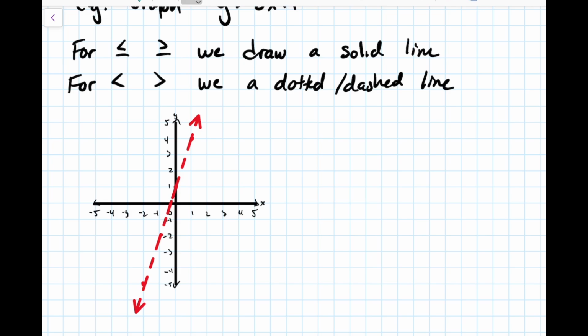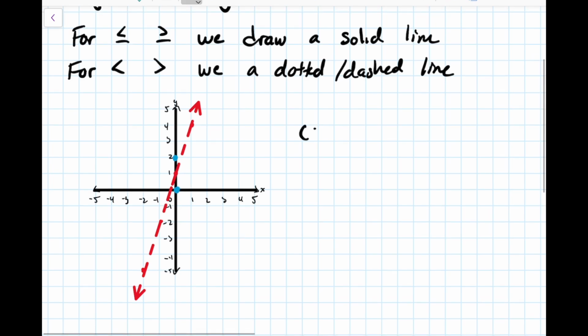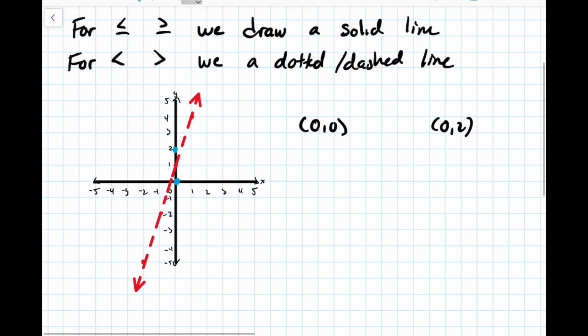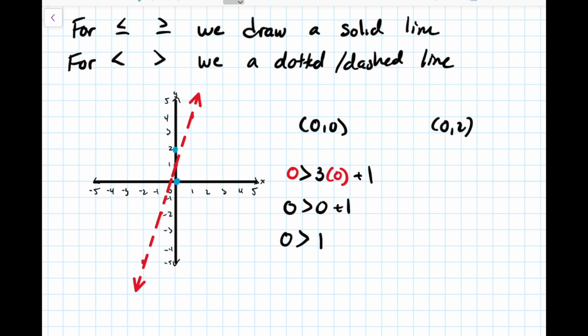So the next steps are exactly the same, where we're going to pick a point above the line and below the line. So probably maybe 0, 0, and 0, 2. And we're going to plug those in just like we did in the last video. Our inequality is y is greater than 3x plus 1. So if we plug those in, we end up with 0 is greater than 3 times 0 plus 1. Well, 3 times 0 is just 0, and 0 plus 1 is just 1, but 0 is not greater than 1, so we probably don't want that point.